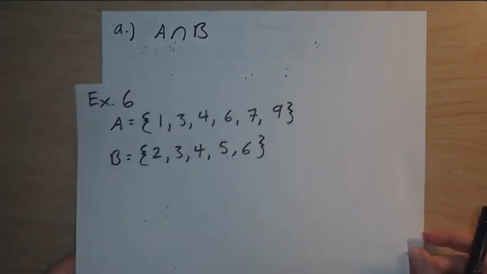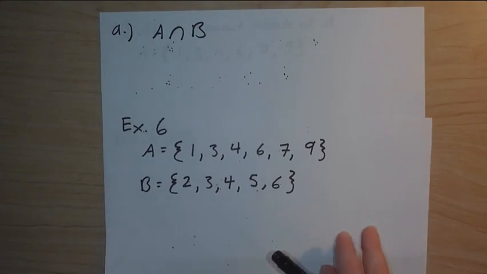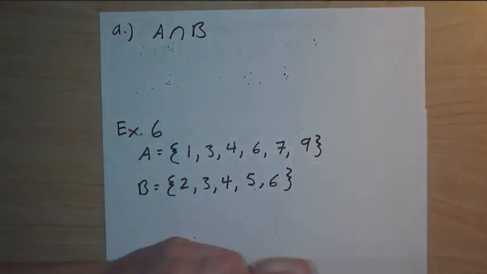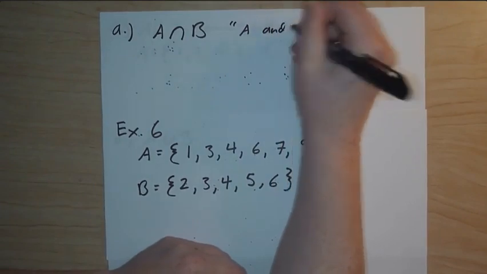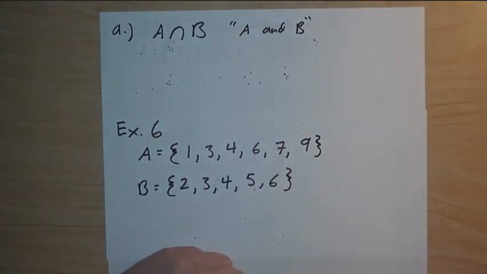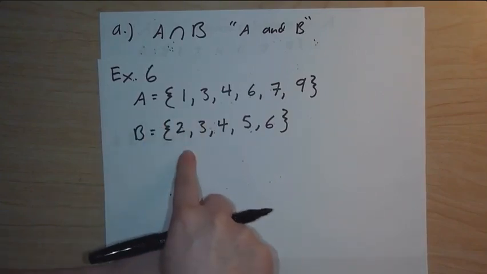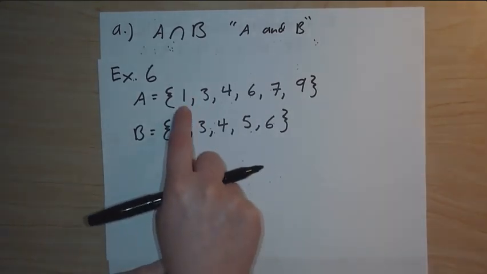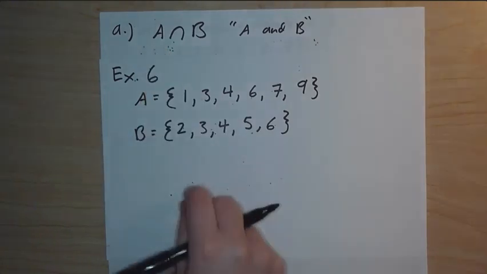For example, in part A, find the intersection of A and B. This is a phrase that's the intersection of A and B, or you can say it's A and B. What that means is elements that are in both set A and set B. So if we look at this, 1 is only in set A and not in set B, so it would not be an element of this set.